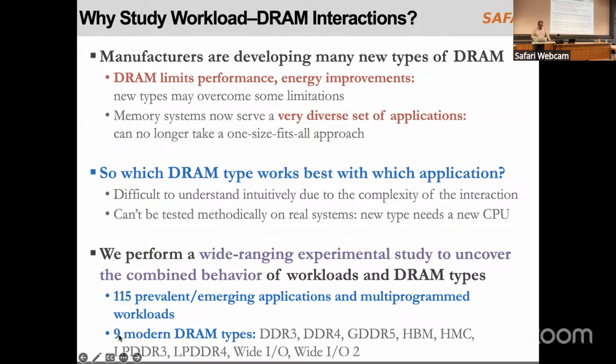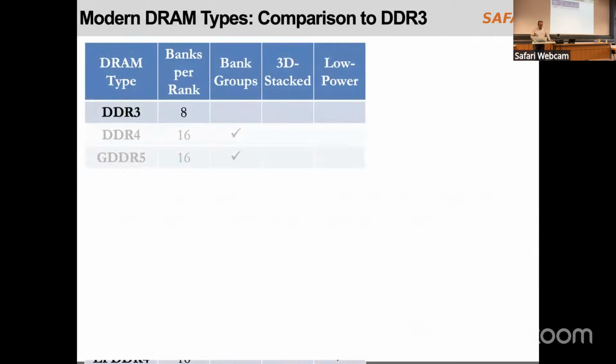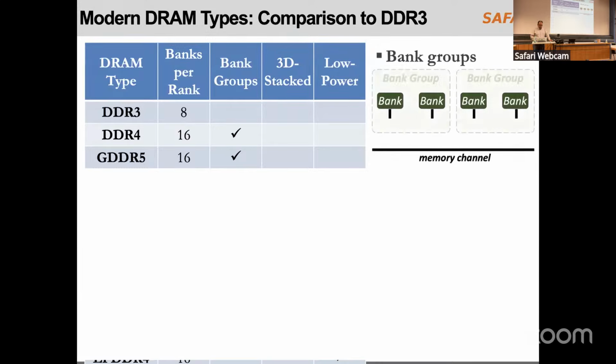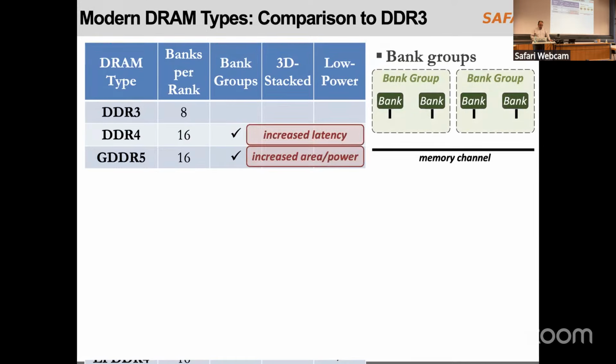So we tested 9 modern DRAM types, including DDR3, DDR4, GDDR5. These GDDRs are very much used for GPUs. It's a specific kind of DDR used for NVIDIA GPUs. Also HBM, high bandwidth memory, HMC, and low power DRAM interfaces, which are used for mobile devices, for example. So we tested all these. And basically, we compared to DDR3, and we observed that, for example, DDR4 actually increased latency compared to DDR3, or GDDR5 increased area and power compared to DDR3.